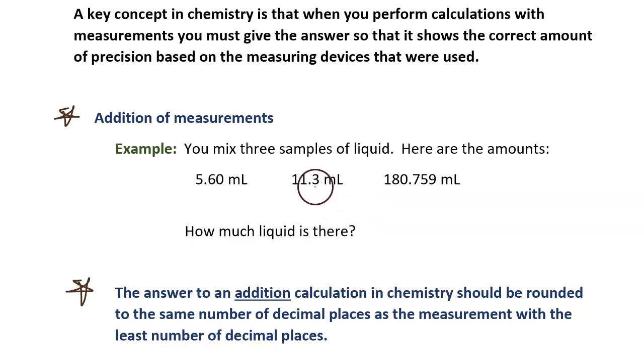This one here with 1 decimal place had the least amount of precision. There must have been the fewest marks on that device. This one here that goes to the thousandths position had the greatest precision. That had the most marks on that measuring device, allowing for more precise measuring. When we add these values together, we need to round our answer so that it has only 1 decimal place, because this one here had only 1 decimal place.